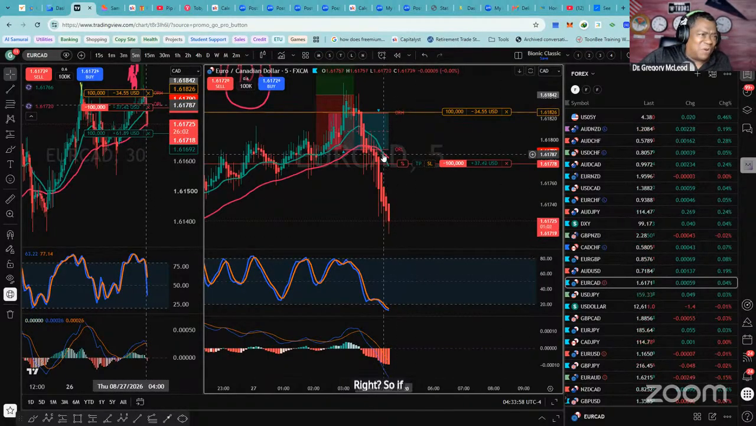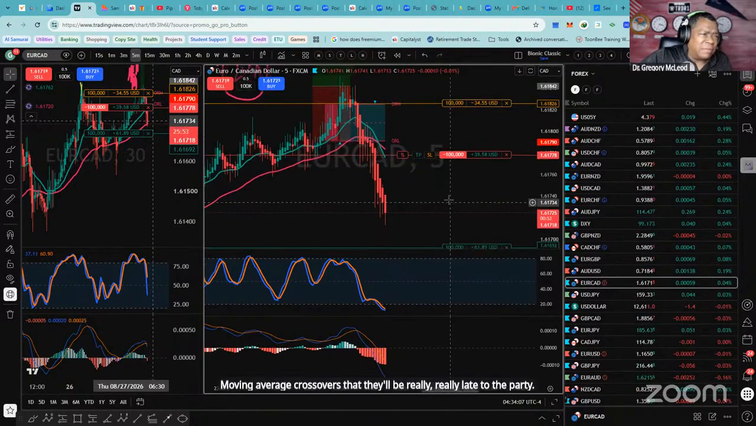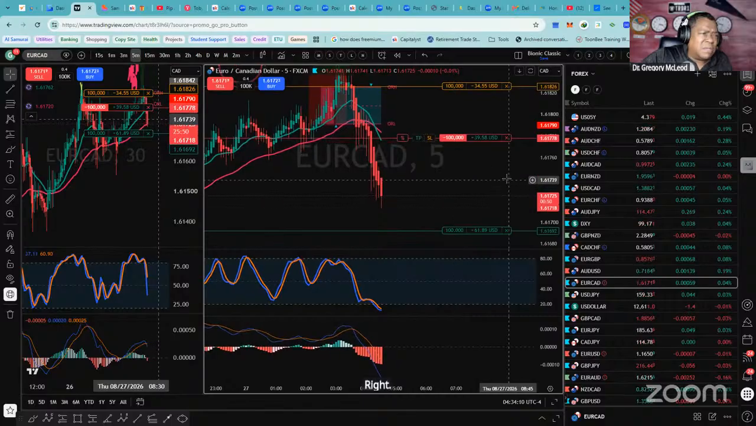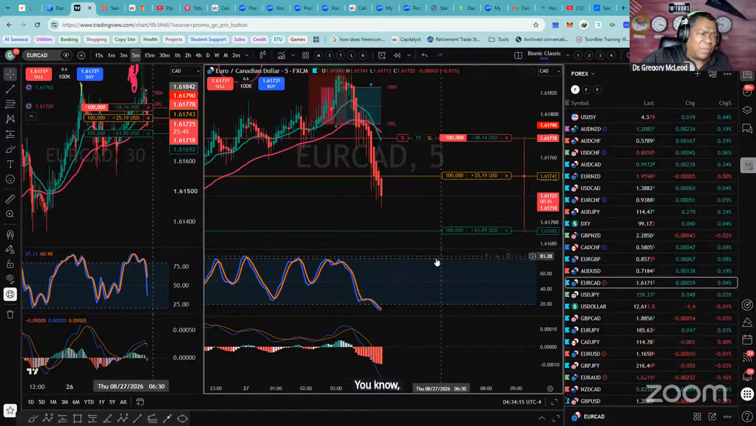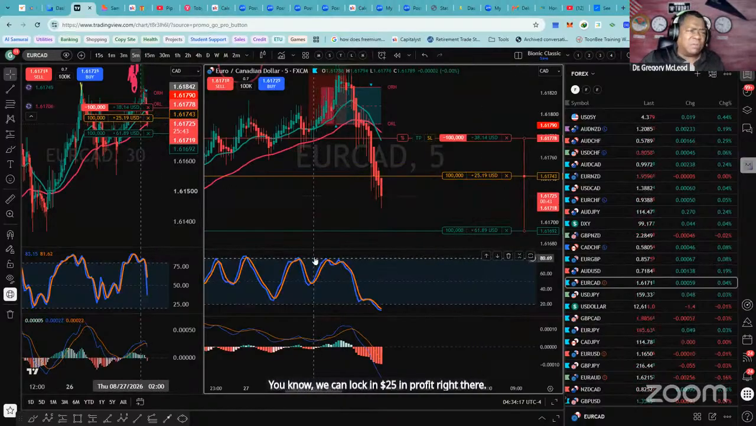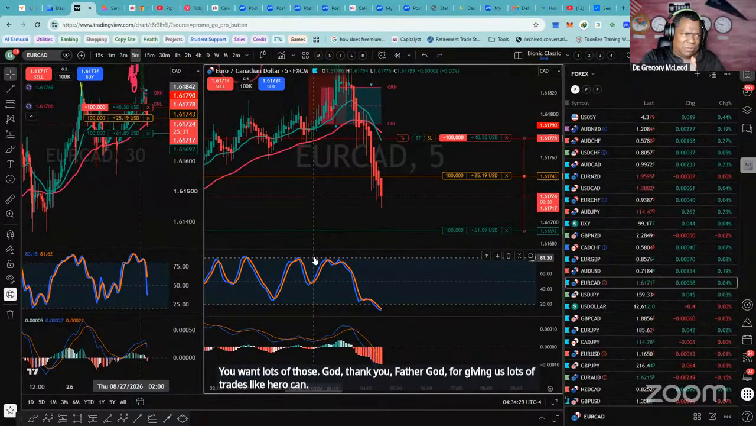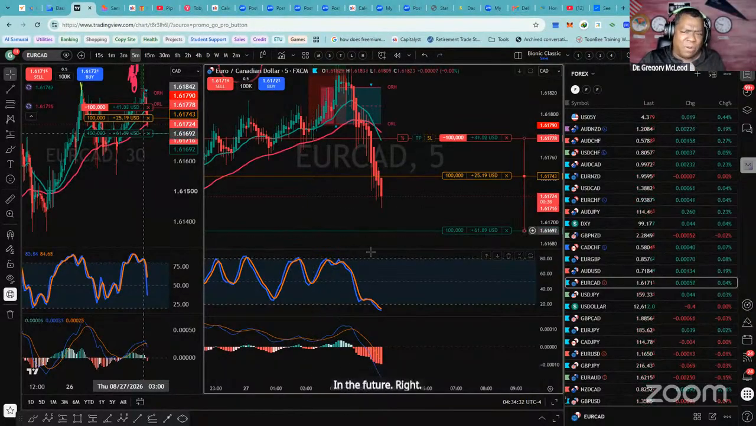So if you're waiting for the crossover as a signal, that's the problem with moving average crossovers, that they'll be really, really late to the party, right? But see, now we can move our stop in, we can lock in $25 in profit right there. So, this is a risk-free trade. This is the kind of trade that you want lots of those. Thank you, Father God, for giving us lots of trades like Euro CAD in the future, right? Moving forward.